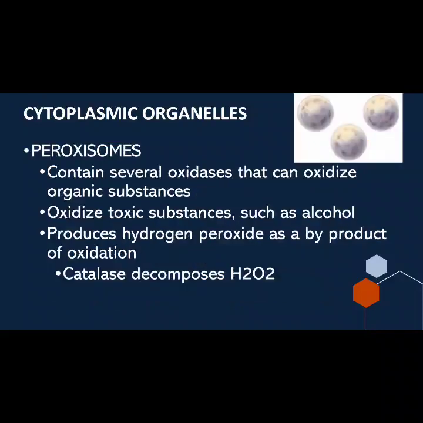Going back to your peroxisomes, they contain several oxidases that can oxidize organic substances. Your lysosomes have hydrolytic enzymes, while peroxisomes have oxidases. In terms of size, lysosomes are larger than peroxisomes. Since your peroxisome has oxidases, it will oxidize toxic substances like alcohol and will remove hydrogen atoms from various toxic substances.